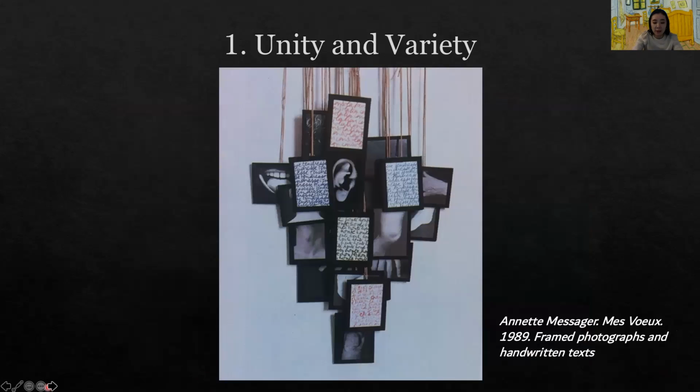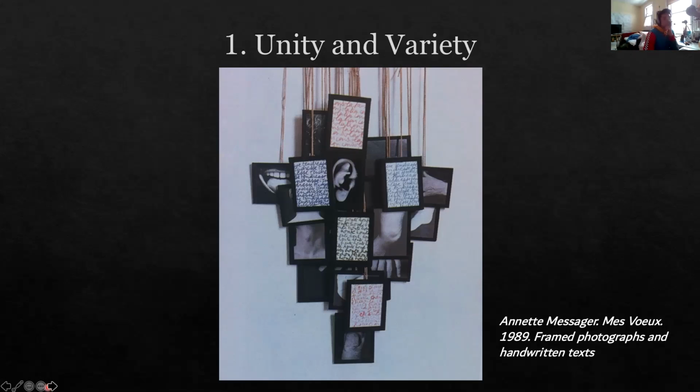So here's another example. What's the unity and the variety in this work of art? Well, the unity is like everything is together, like they're next to each other, all squares, all in frames. Oh, yes. That can be one of the unity, yes.